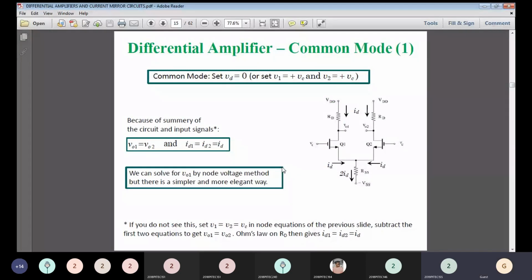So now the differential amplifier is in common mode. When it is in common mode, what are the assumptions and in which way are we going to calculate the output voltage and drain current? Let me see now. For this, this is your assumption: setting the voltage VD equal to 0, so that the V1 value is equal to plus VC, as well as V2 is also a positive value of VC. So V01 is equal to V02, and the ID values, that is ID1, ID2 and ID, all three are equal.